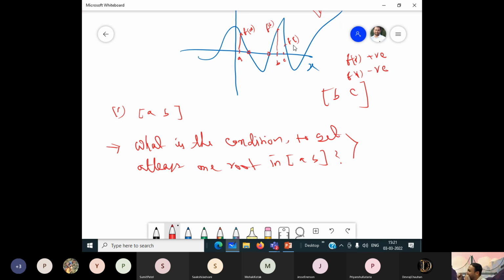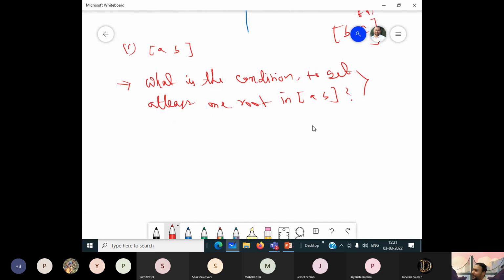It does not matter if there is a root, the function should cross the x-axis. Then only there is a solution. That's why, in engineering problems, if we develop the algorithm, what is the condition? The values of the function in the given interval should be opposite to each other, right? Otherwise, if the values of the function are equal, we are confused, right?